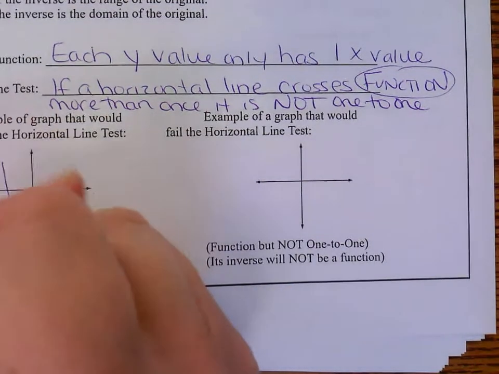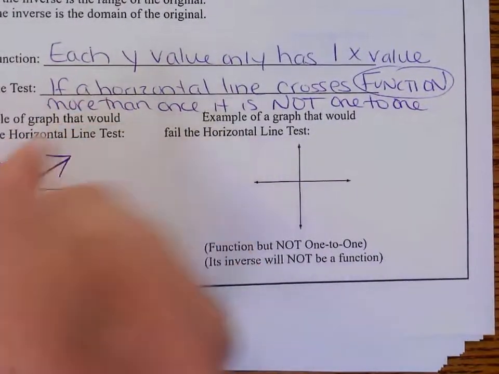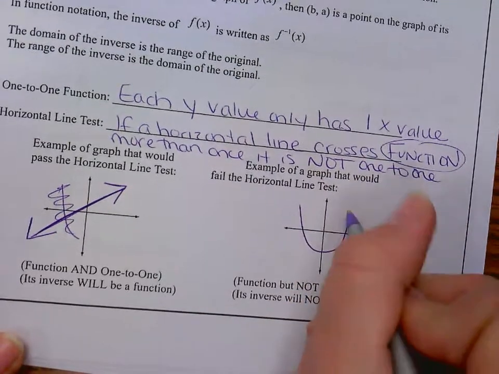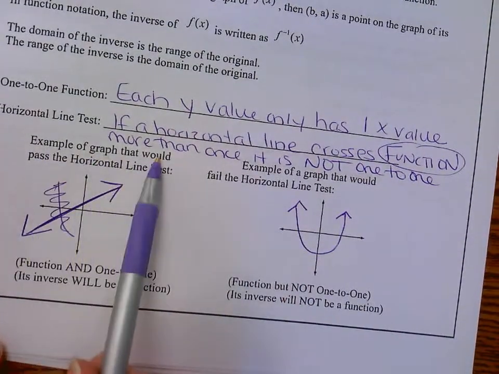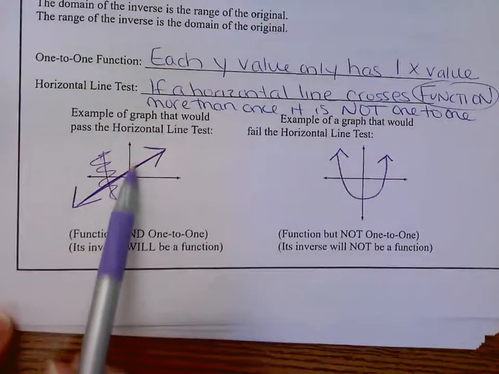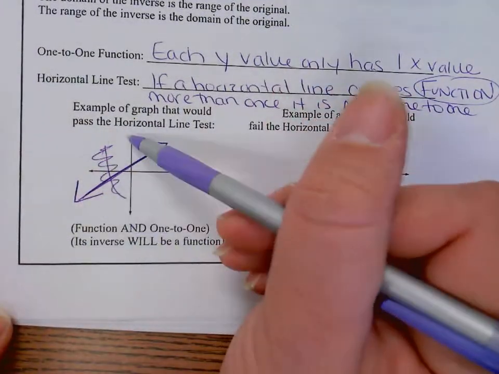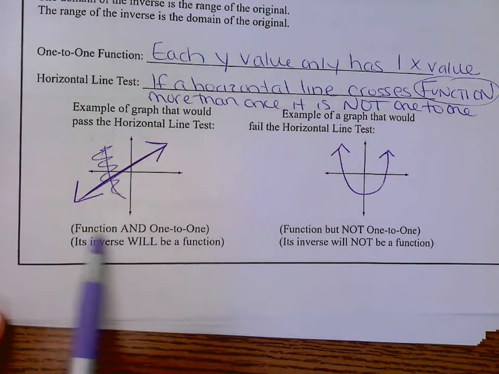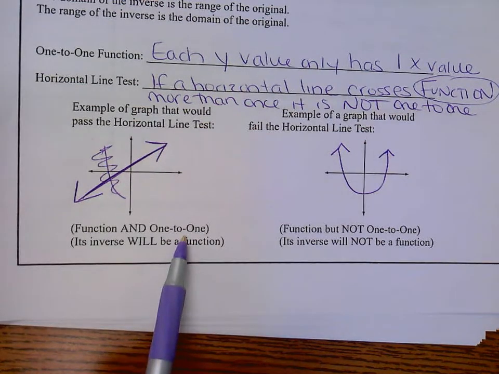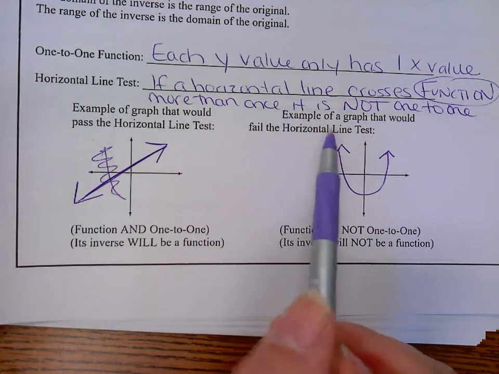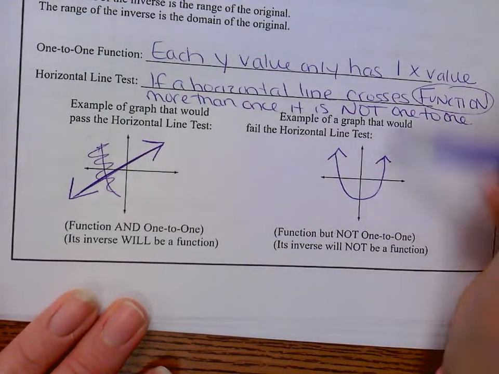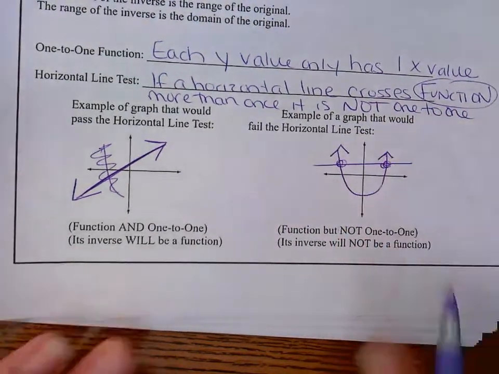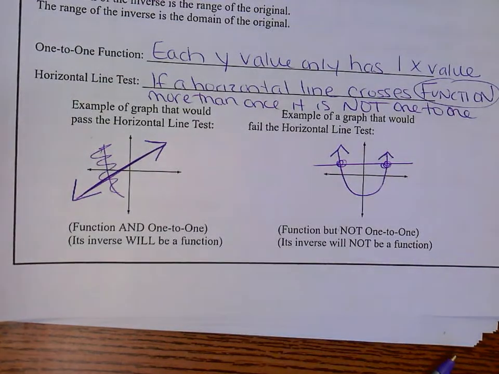So I'm going to bring our friend the linear function right here, and I'll put a parabola over here. So this is an example of a graph that would pass the horizontal line test. It already had to be a function, right? So it already had to pass the vertical line test. Now it's passing the horizontal line test. So the function's one-to-one, and its inverse will be a function. And here it would fail the horizontal line test, right? It passes the vertical line test, but I just failed the horizontal line test. Its inverse will not be a function.